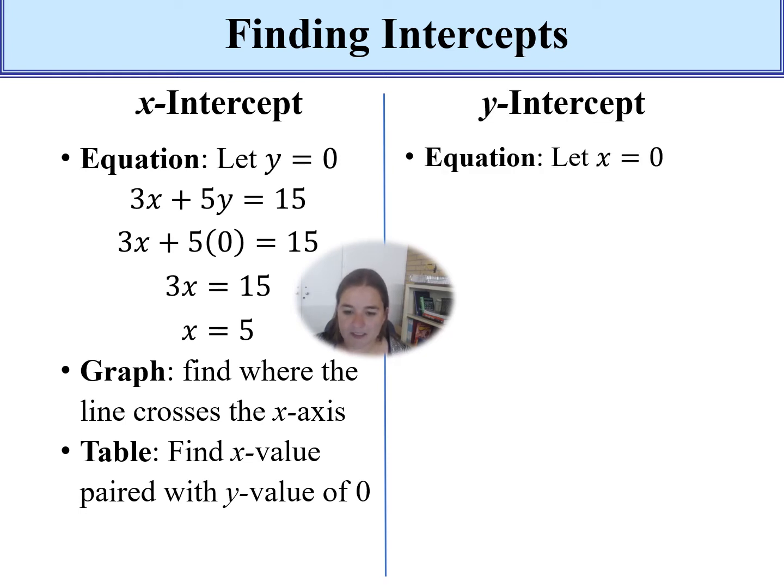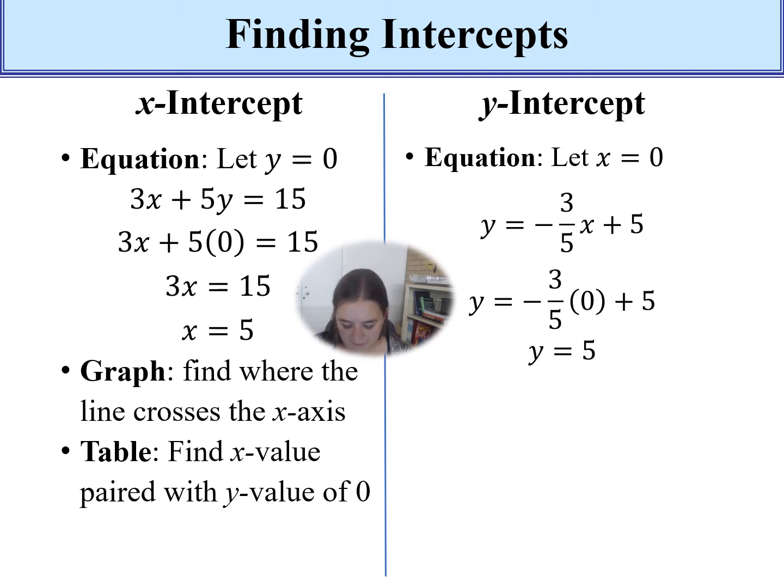If I have an equation, this time I'm going to let x equal 0. And my sample equation on this one is y equals negative 3/5 x plus 5. This one here is in that slope-intercept form that we talked about last year. I'm going to plug in x equals 0, and I find out that when x is 0, y is 5. So my y-intercept is 5.